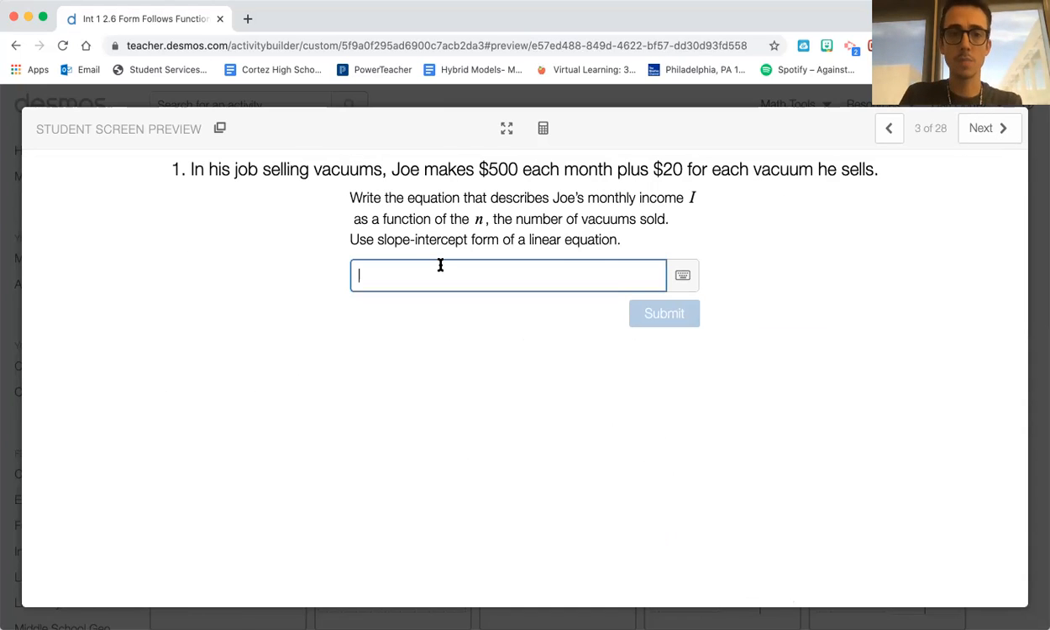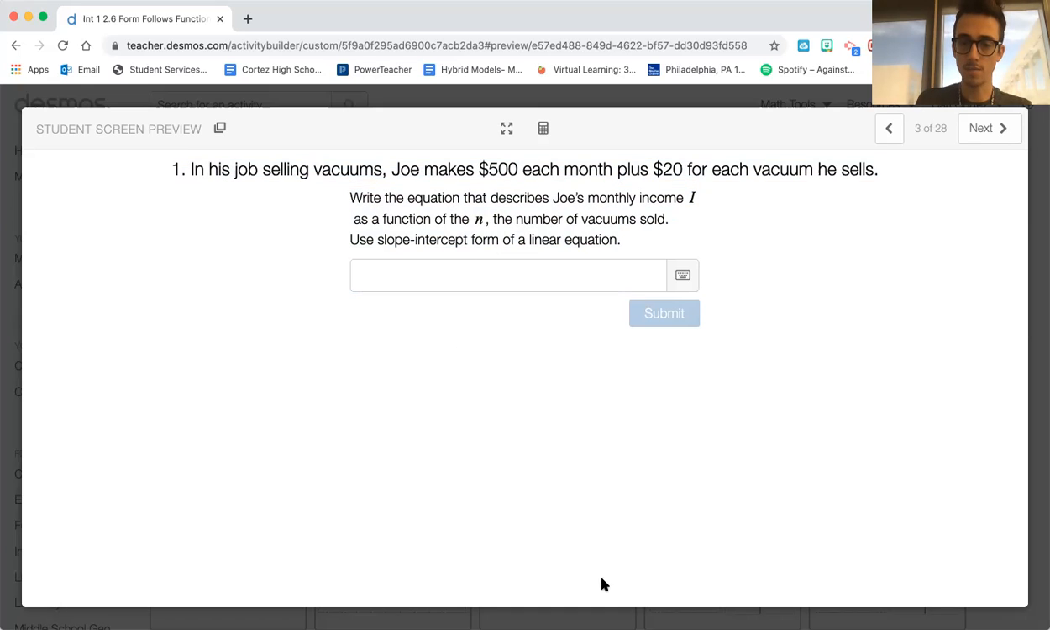All right. In his job selling vacuums, Joe makes $500 each month plus $20 for each vacuum he sells. Write the equation that describes Joe's monthly income, I, as a function of n, the number of vacuums sold. Okay. Slope-intercept form. All right. So recall slope-intercept form is going to look like this.